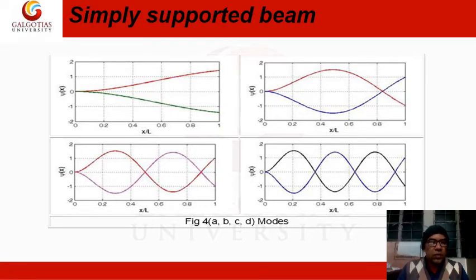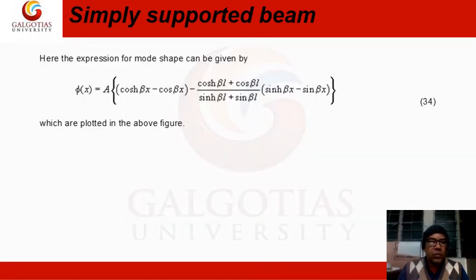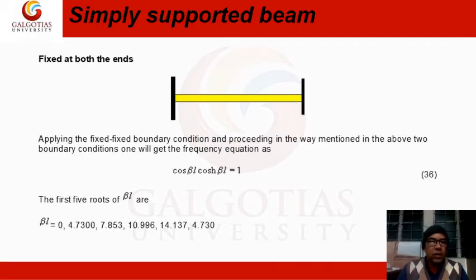So with that, we will get the clarity of how modes are changing and behaving. Here the expression of the mode shape can be given in this one. So we have plotted the above figure using this equation. And now for the beam fixed at both ends, applying the fixed boundary conditions and proceeding in the same way mentioned in the above equation.